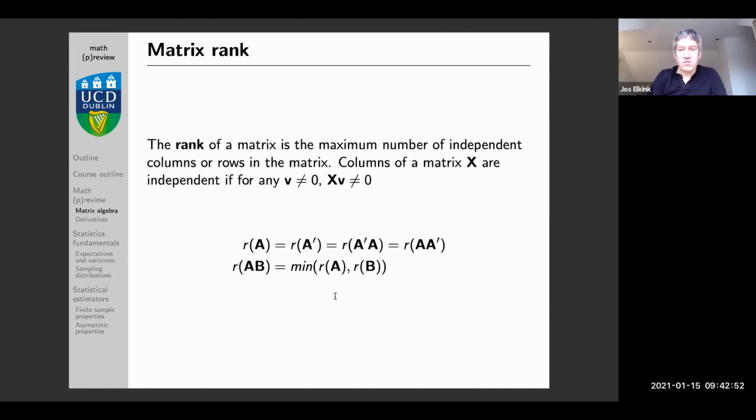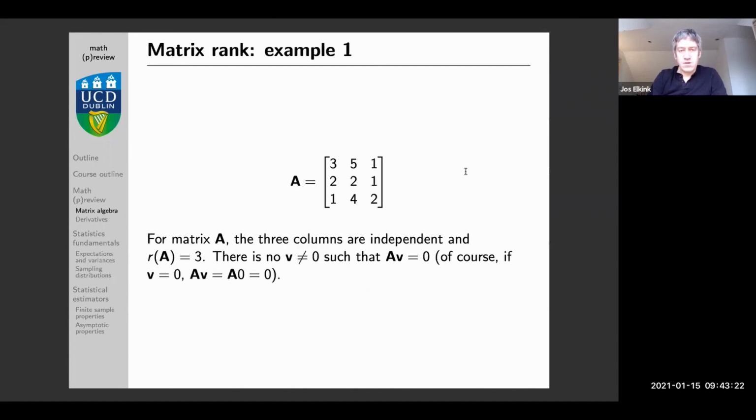And there are a few rules around ranks that are helpful to know. The rank of a matrix is the same as the rank of its transpose. It's also the same as the rank of its multiplication with itself transposed, in either post or pre-multiplication. And the rank of a product is the lowest of either the rank of the first matrix or the rank of the second matrix. So whichever is lowest, that will be the rank of the product. But rank is really a bit hard to understand without an example.